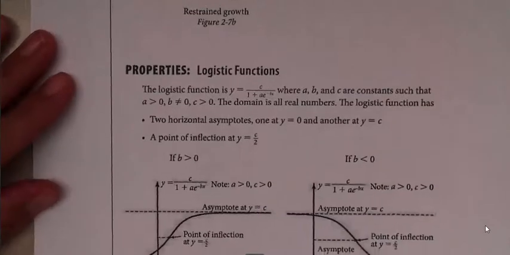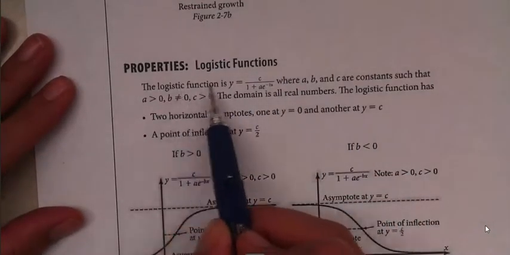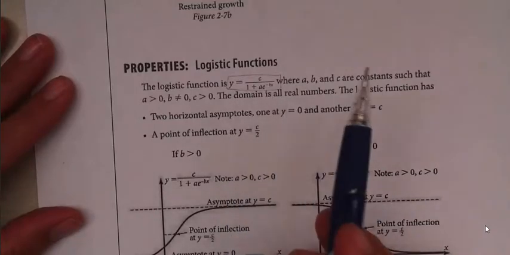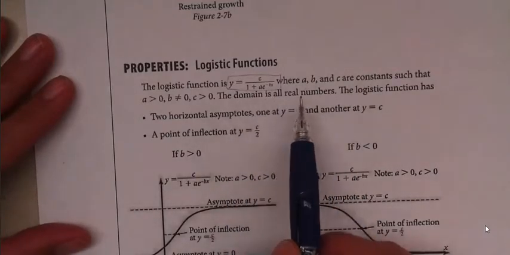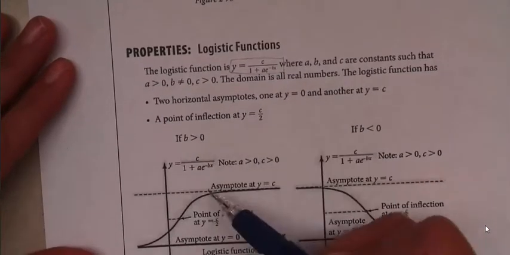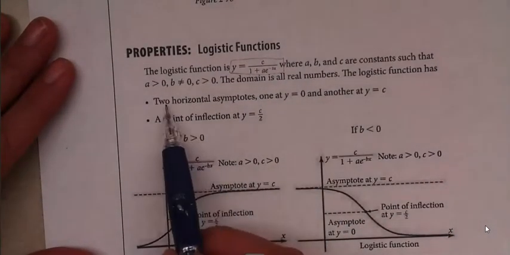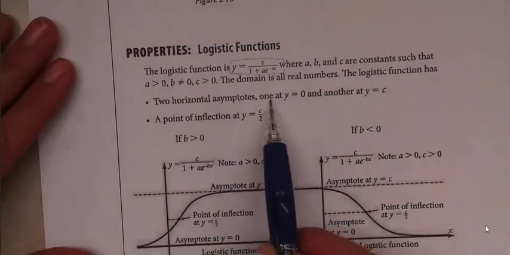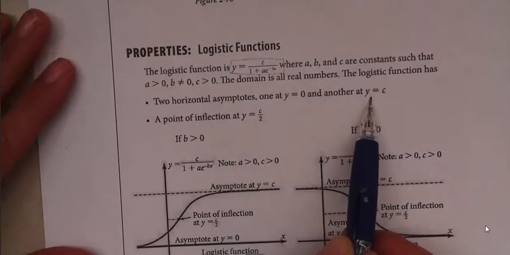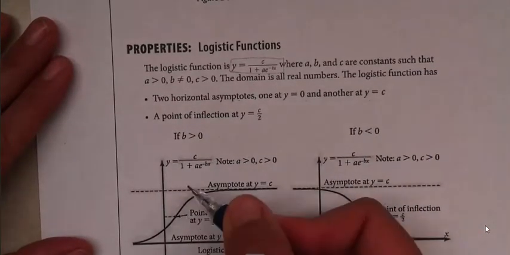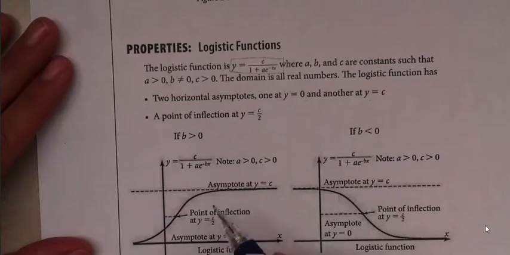So you have a couple of important things here. You've got the general equation for a logistic function. I would add that to your parent graphs. The domain is going to be all real numbers, but you will have some constraints on your range depending on those asymptotes. You have two horizontal asymptotes, one at y equals 0 and the other at y equals C. And then your point of inflection is halfway between the two asymptotes. So basically you take C divided by 2, and that's where you're going to find your point of inflection.